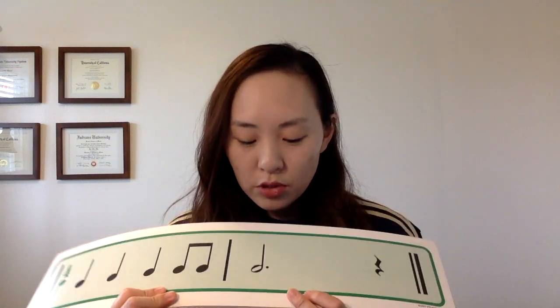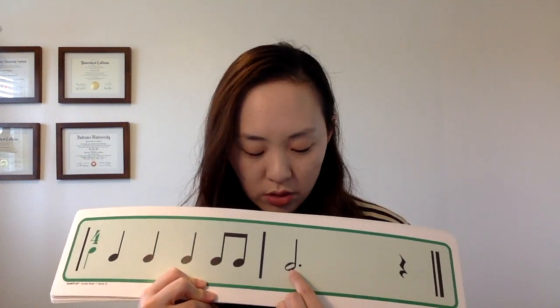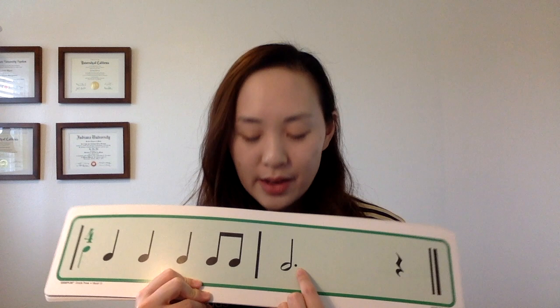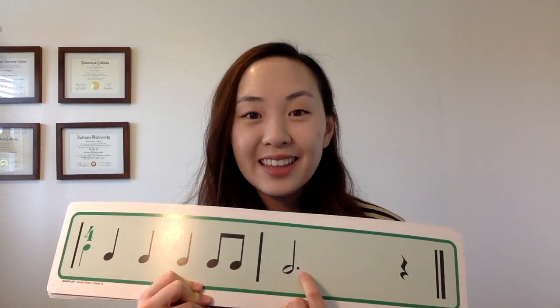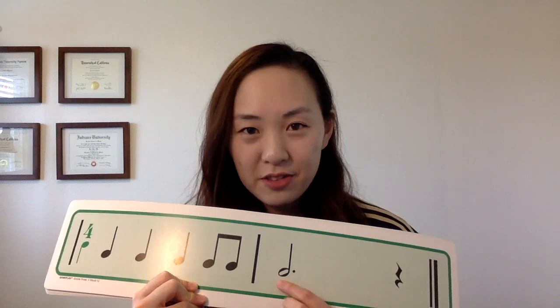So we have 1 new rest and I have 1 new note. For some of you guys, if you were in my class last year, you probably know this, but if you weren't in my class, maybe this is new to you and that's totally fine. Here, this one looks like a half note, except there's a dot next to it. This is called a dotted half note. Can you repeat after me? Dotted half note.